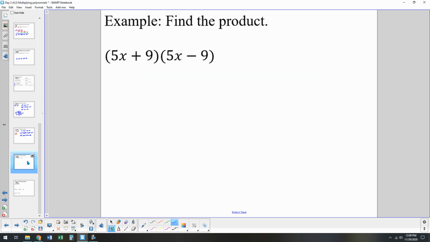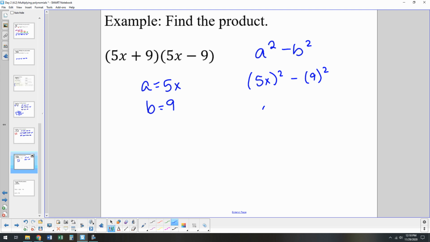All right, this last one, remember this is the difference, right? Same term, but one's plus, one's minus. So this ends up being a squared minus b squared. So a, or the first term, was 5x, and b, or the second term, was 9. So we're getting 5x squared minus 9 squared, or 25x squared minus 81.